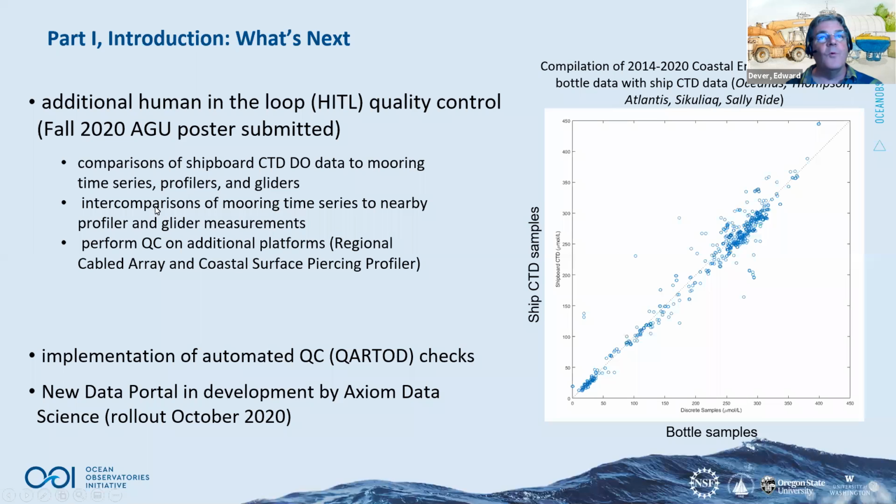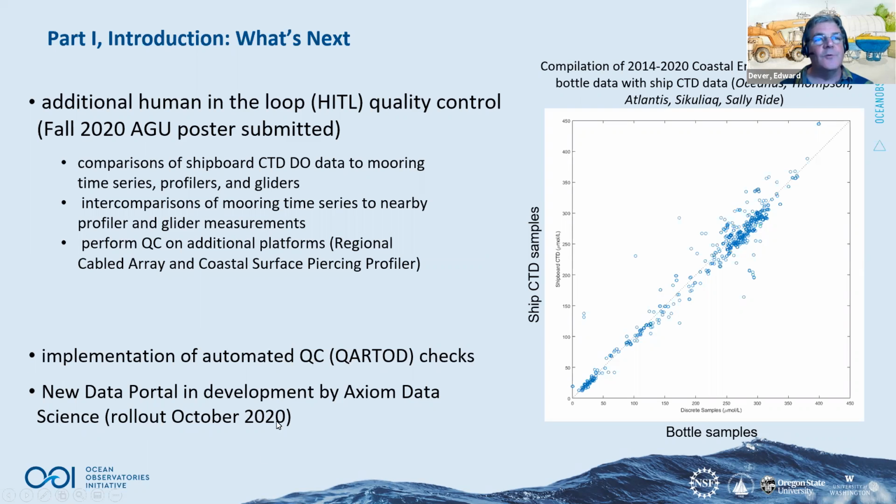We're also going to be comparing mooring time series together with profiler and glider measurements, as I alluded to earlier. And we're going to be adding some additional platforms to the platforms that we're doing quality control on. So right now we're looking at moorings, gliders, and profilers. We're going to add regional cabled array oxygen measurements, as well as the uncabled coastal surface piercing profiler to our quality control presentation in fall 2020. And then in a little bit longer term, we'll be implementing those automated quality control checks using the quartile methodology.